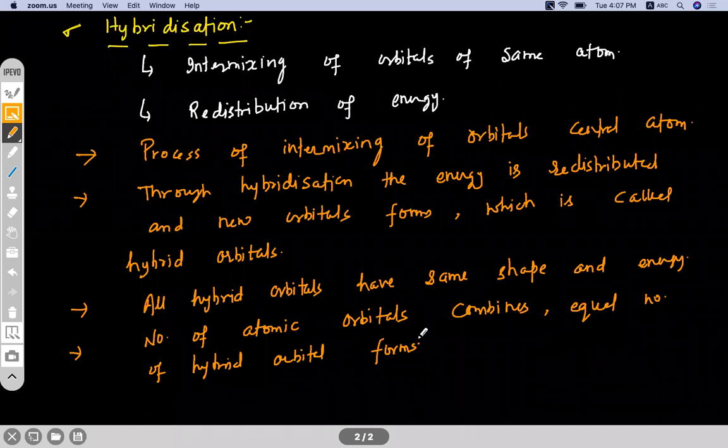We have to discuss one more concept in this chapter, that is molecular orbital theory. There is a basic difference between molecular orbital and hybrid orbital. Hybrid orbital forms when the orbitals of the same atom combine or intermix. But in molecular orbital, we have orbitals of different atoms. That's the basic difference we have. Did you copy this down, all of you? Yes, next slide.